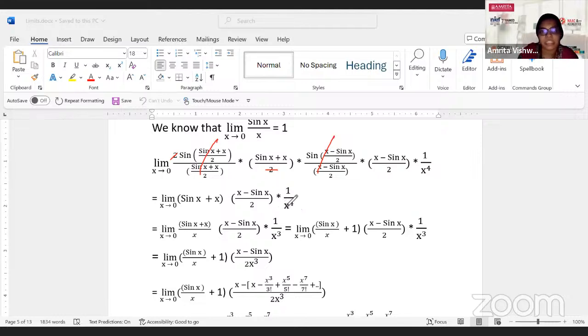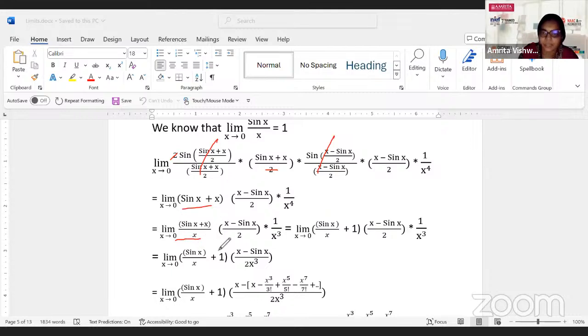Now here, if I'm splitting this x as x cube with this term and x as this here, so sin x by x and this x by x, it becomes 1. So there is a 2 here. And the other remaining term becomes (x minus sin x) by 2x cube. I hope that's clear. Please do understand this part.